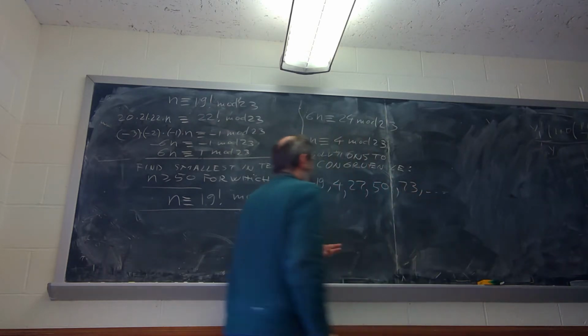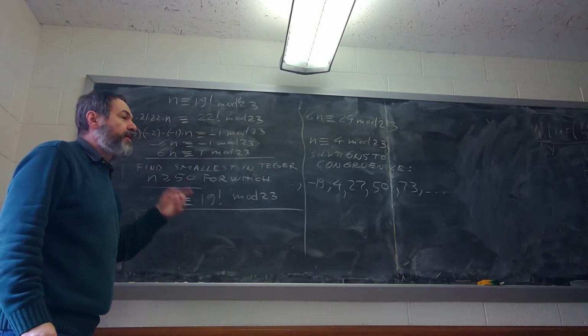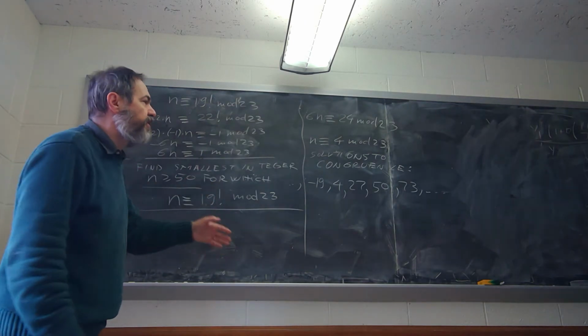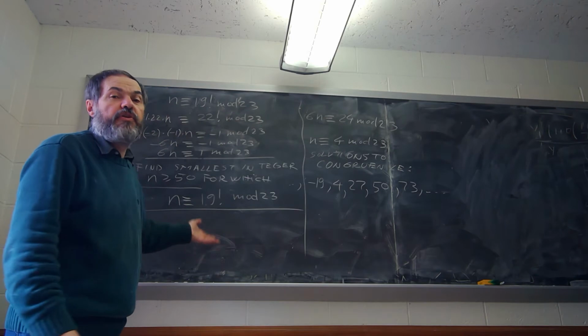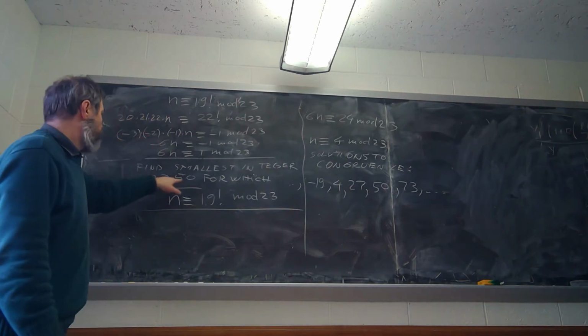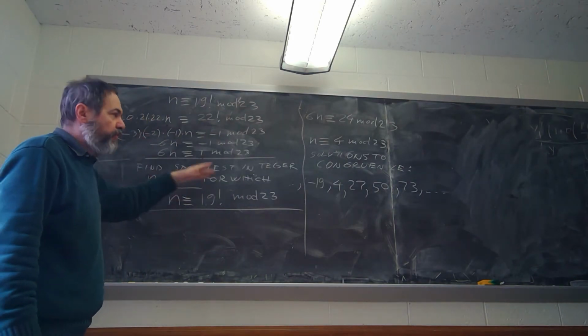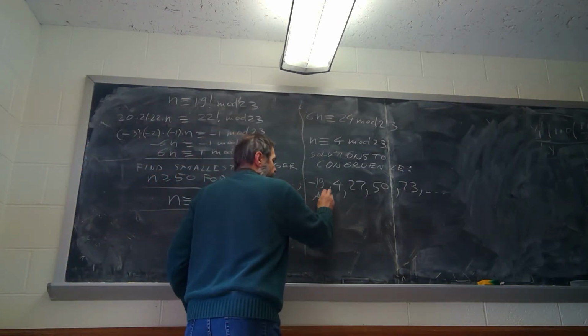73 and so on. So now I need to go back and look at the statement of the problem carefully to see was it strictly larger than 50 or larger than or equal to 50. Let's see how we got it. Larger than or equal to 50. So 50 is allowed. So our answer is 50.